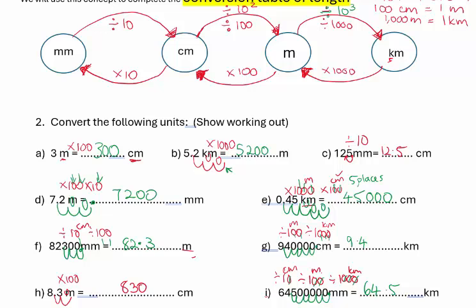You really need to be able to do this when we do perimeter, when we do area, and eventually volume, because everything needs to be in the same unit.